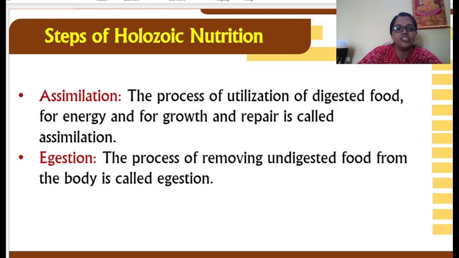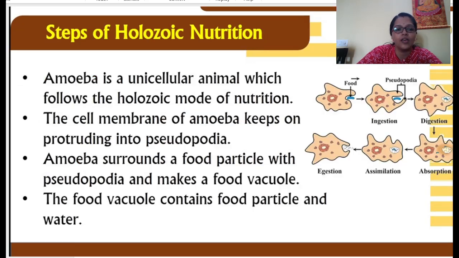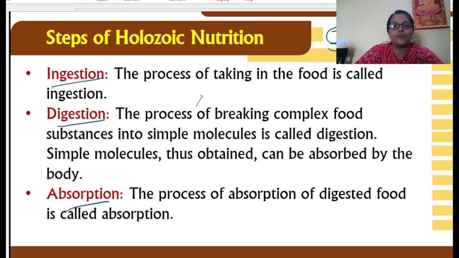What do you mean by ingestion? What is the meaning of ingestion? The process of taking in food is called ingestion. When something is taken in, the intake is called ingestion.